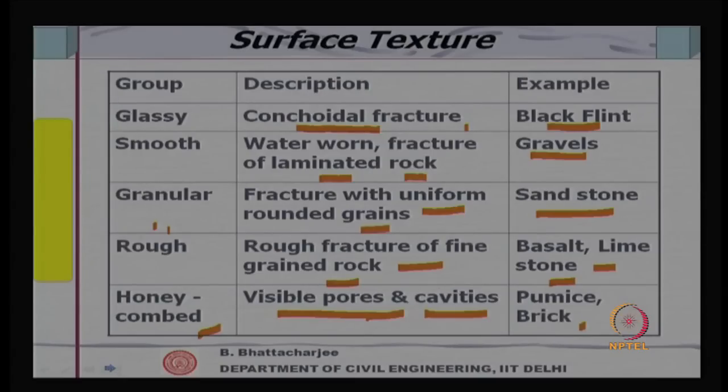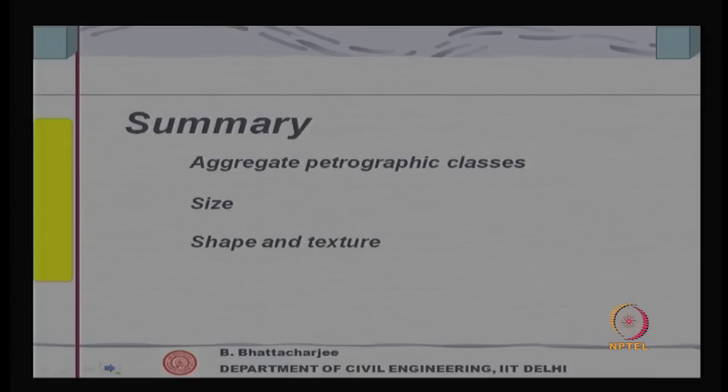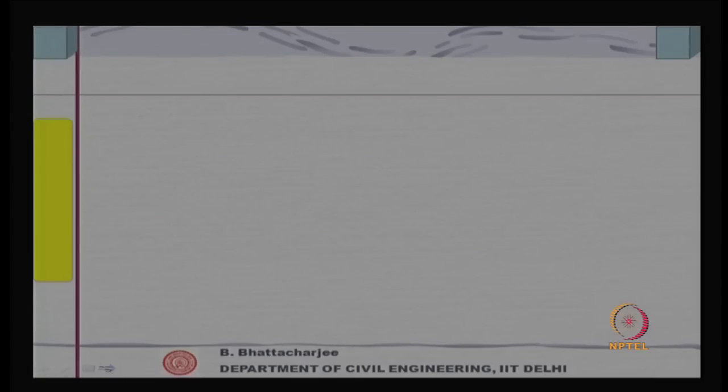So, size, shape and surface texture are important properties. That is what we have looked into today. Now, packing characteristics depend on both size and shape.